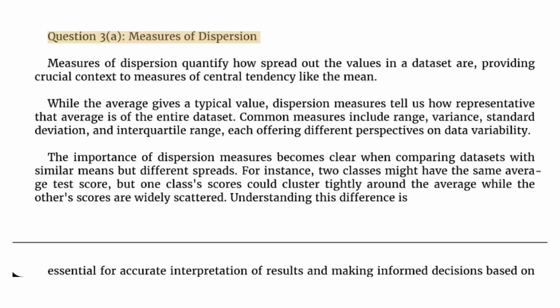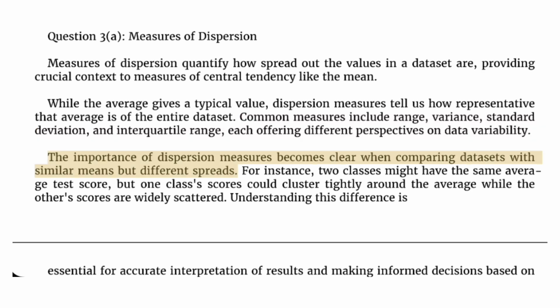Question 3a. Measures of dispersion. Measures of dispersion quantify how spread out the values in a dataset are, providing crucial context to measures of central tendency like the mean. While the average gives a typical value, dispersion measures tell us how representative that average is of the entire dataset. Common measures include range, variance, standard deviation, and interquartile range, each offering different perspectives on data variability.